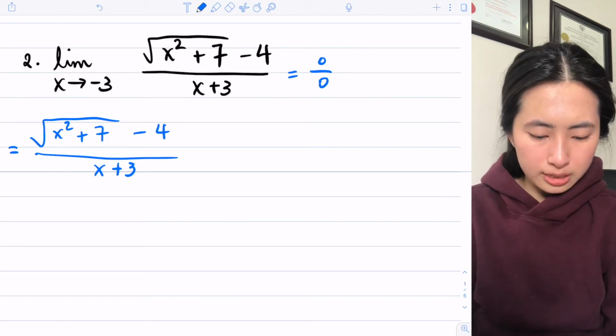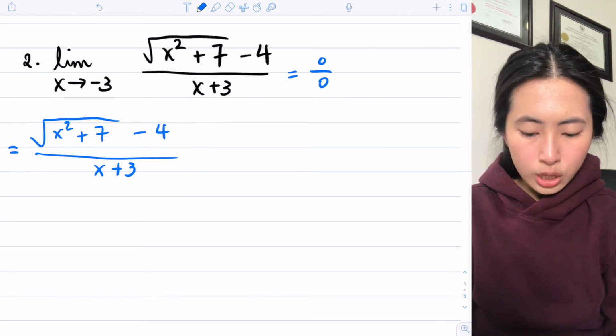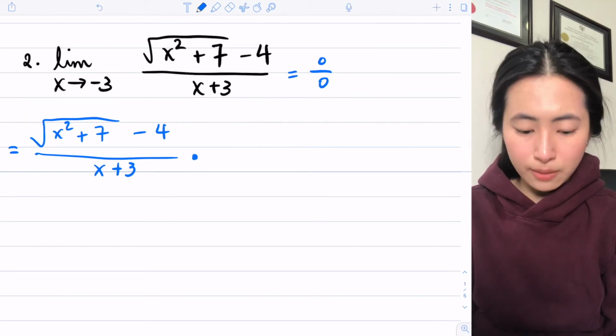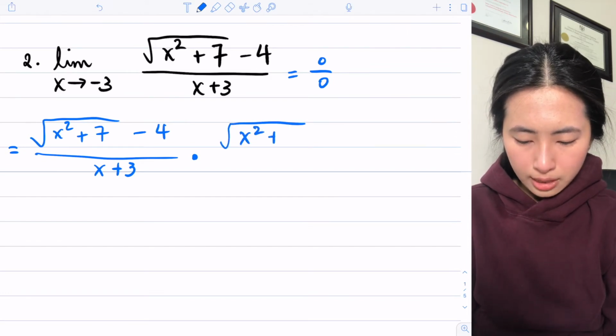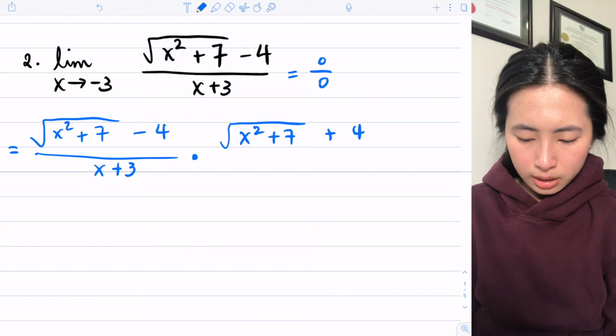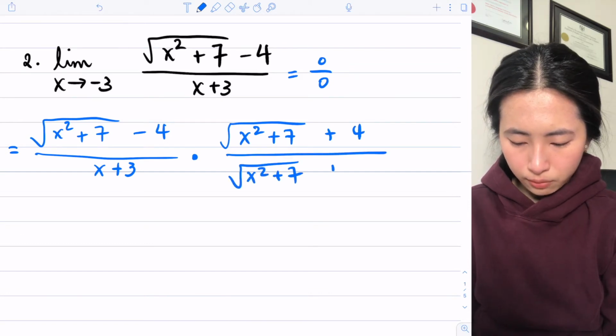So you have to multiply this expression, square root of x squared plus 7 minus 4 over x plus 3, to its conjugate. Specifically the conjugate of the numerator, which is square root of x squared plus 7, and this is plus 4. And this is all over square root of x squared plus 7, and this is plus 4.